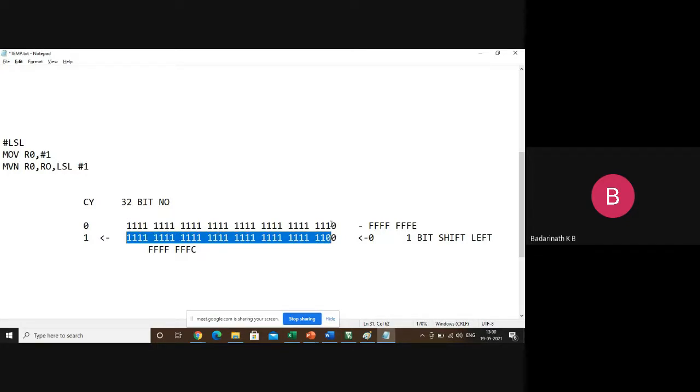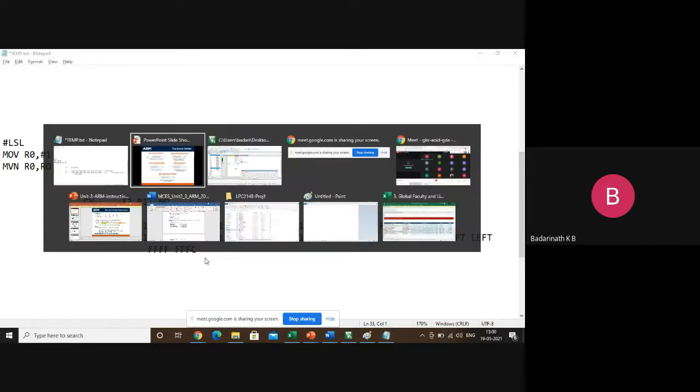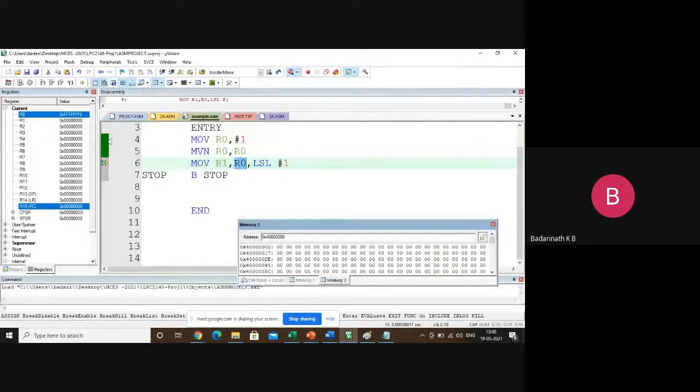When I shifted left, what will happen? The 1 bit which is coming out will enter into the carry flag, and the 1 vacant position will be filled with 0. Now the new number will be FFFC. This is the new number. Whenever you shift left, it's also equivalent to a multiplication by 2. We have seen that; you can check in the calculator. Now going back to my program, if I execute, R1 should become what?